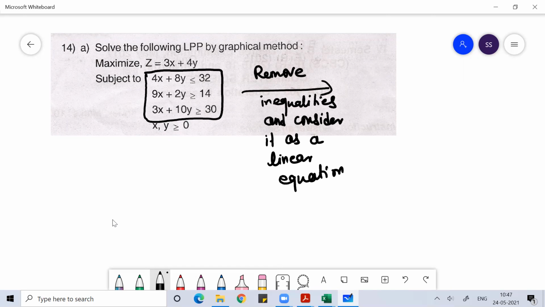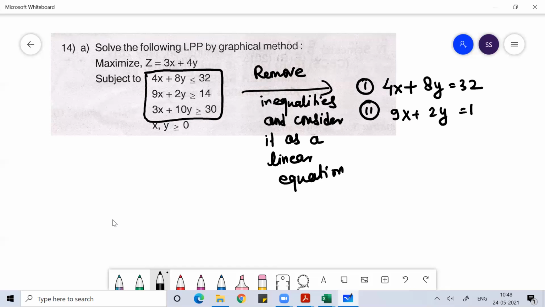If you consider this as a linear equation, the first equation becomes 4x plus 8y is equal to 32. Your second equation is 9x plus 2y is equal to 14. And your third equation is 3x plus 10y is equal to 30. So you got three equations.